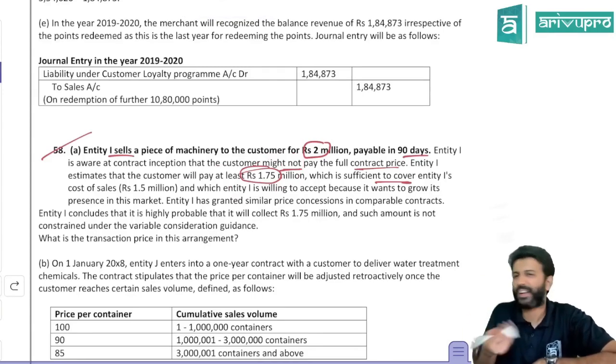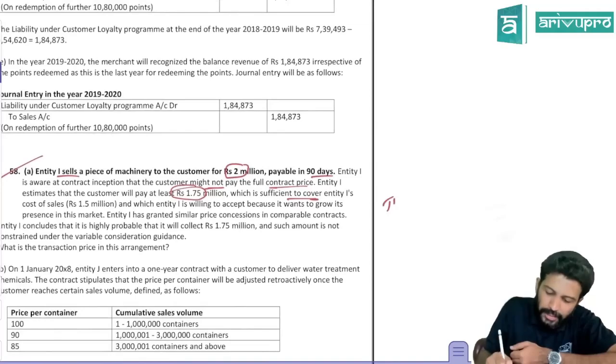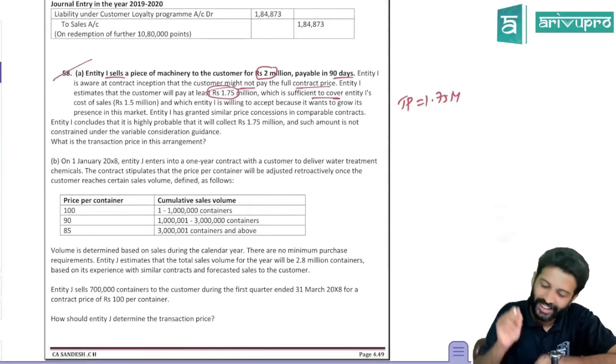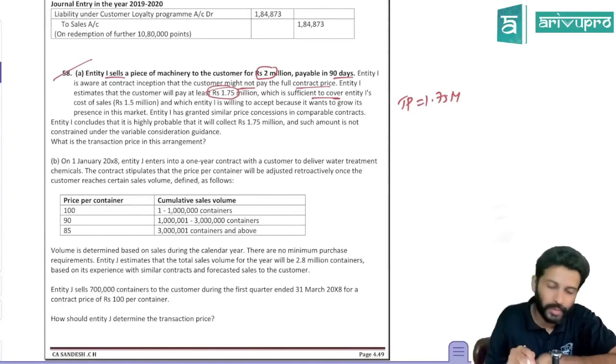Are you sure that you'll receive it? No. That means don't add it. So the transaction price here will be what? 1.75 million itself. Rest everything is story, you can go through that. So the transaction price in the first case will be 1.75 million.